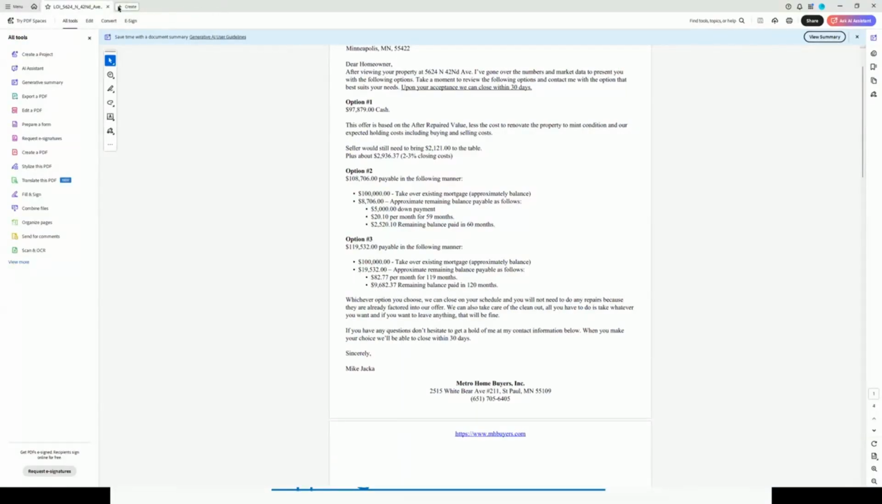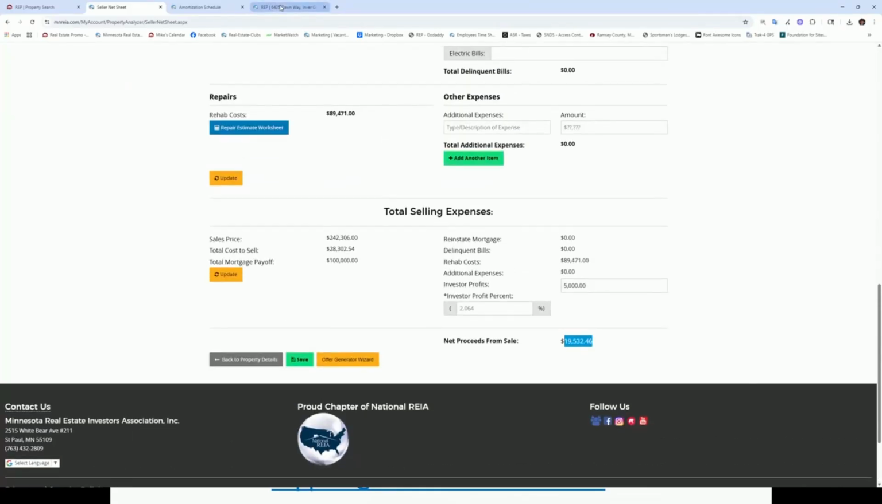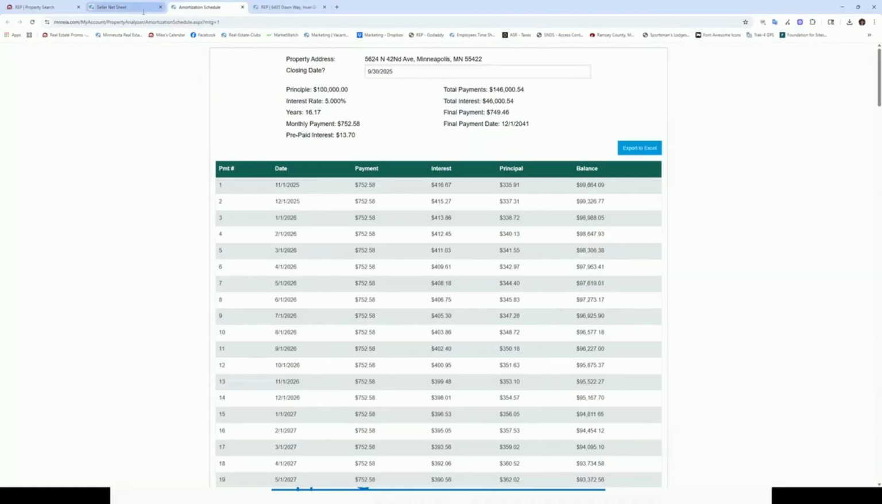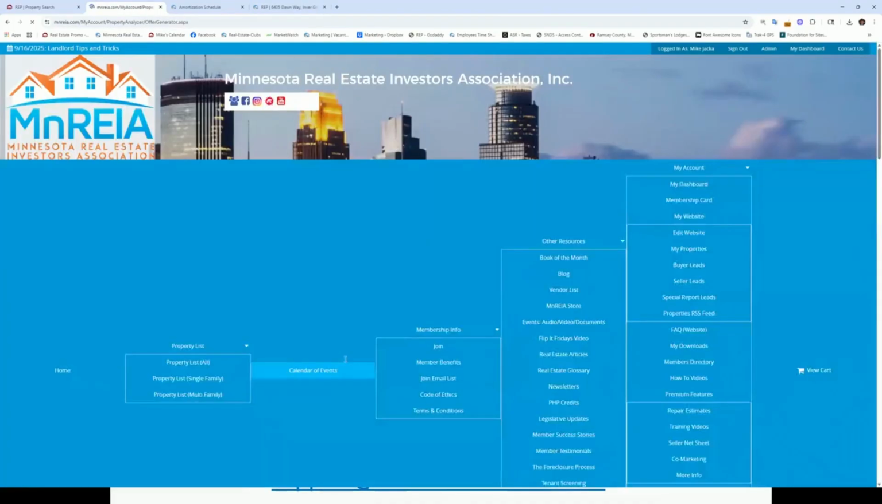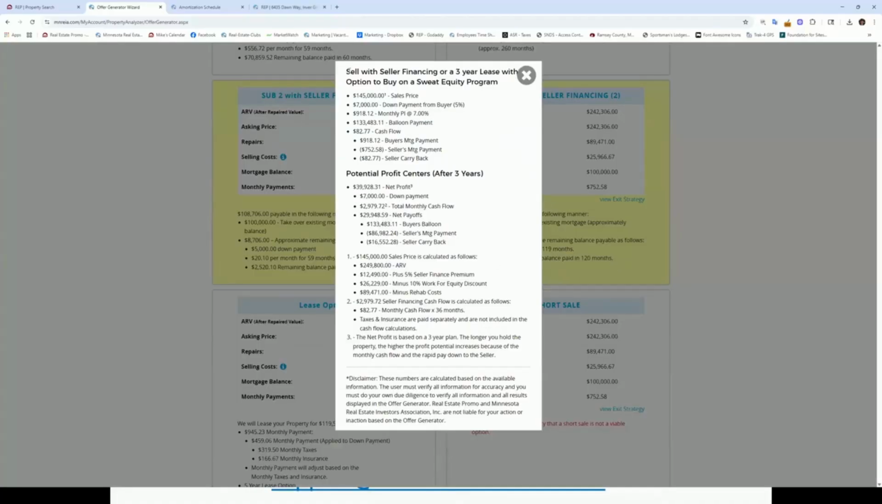And then that allows me to turn around and sell these properties on, close that out, on a sweat equity program. Where did that go? Go back into here. I'll go back in the offer generator and then look at our exit strategies. And it allows me to sell it on with seller financing on a sweat equity program and cash flow it and make a nice profit on these properties in the long run.